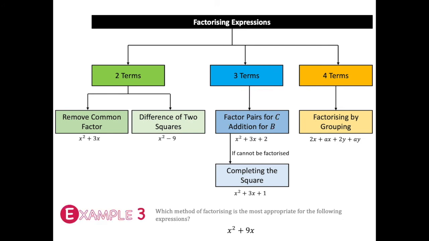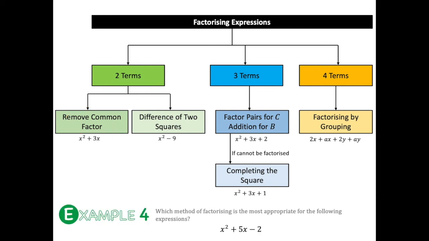Moving on, having a look at another example, x squared plus 9x. Here I've got two terms, so I'm either looking at removing a common factor or the difference of two squares. I've got a common factor of x between both my terms, so I can remove a common factor. So my factorized answer is going to be x and then x plus 9 in brackets.